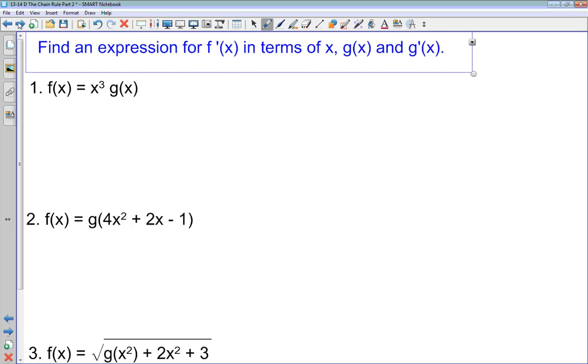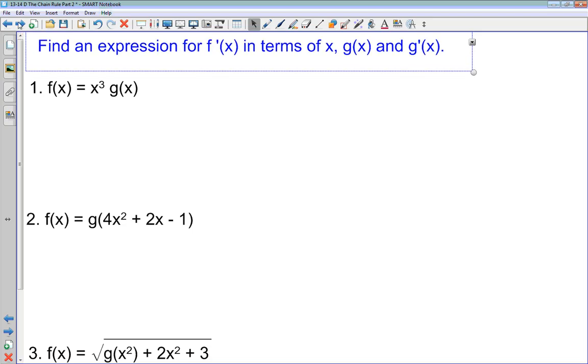Now, our next example is what if you're given a question where you're not told specifically what the functions are. We're asked here to find an expression for f prime of x, or find the derivative of our function in terms of x, g of x, and g prime of x. So our first one here, f of x, is x cubed times g of x.